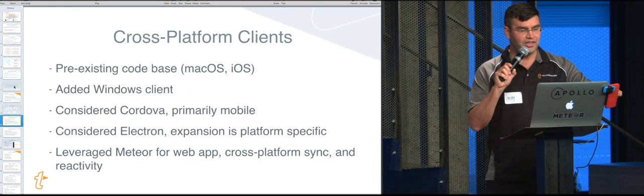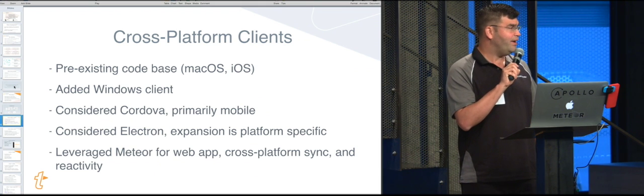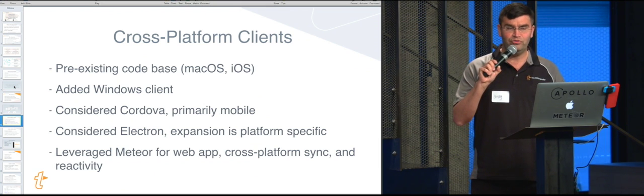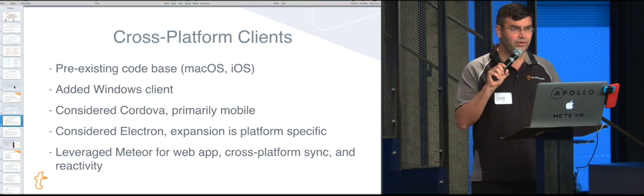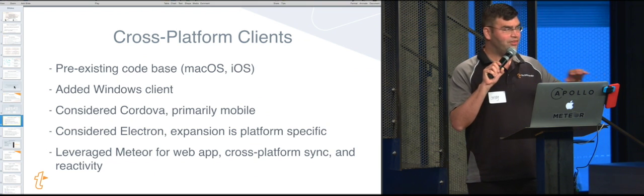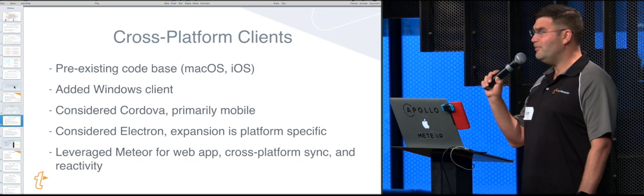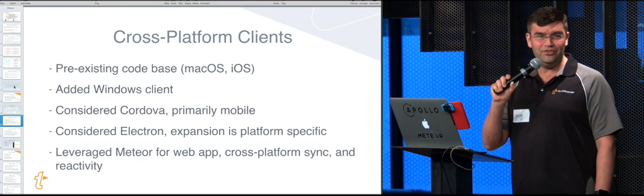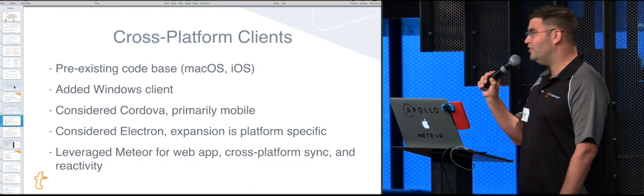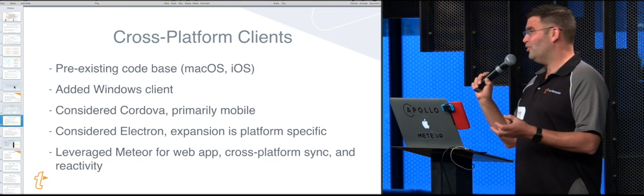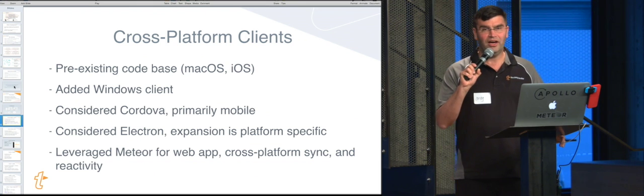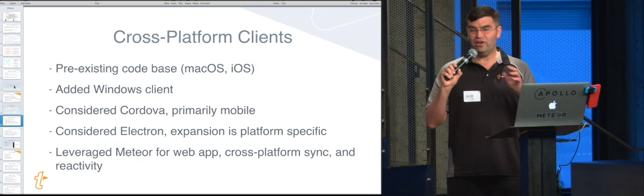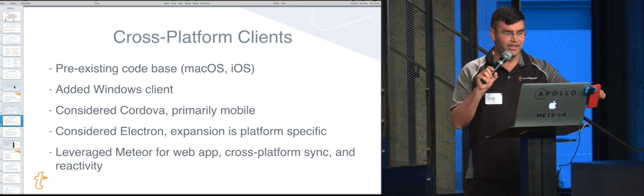We came to this with existing clients. So we had a code base on the Mac and on iOS, and we made our decision to build the top Meteor shortly before we began writing the Windows client. We considered Cordova for harmonizing the UI across the clients, but at the time, and still, that's primarily mobile. We also considered Electron, but keyboard expansion is notoriously platform specific, and so we have this very large core of platform-specific items that we have to deal with. So we focused on leveraging Meteor for the web app, which of course it's excellent at, for the cross-platform sync layer, and for its reactivity.